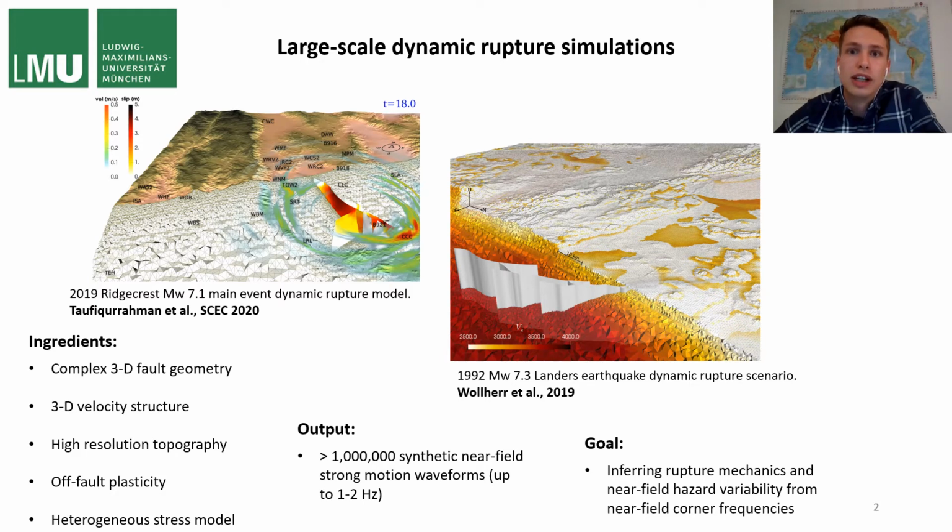Apart from the on-fault rupture dynamics, these models produce synthetic near-field strong motion waveforms at over 1 million receivers respectively. To exploit this high receiver density, we want to use the spectral corner frequency as an approximation for a waveform's relative frequency content in the form of a single scalar quantity. So we are able to analyze its high-resolution spatial variability. And in the following, I want to show that there's great potential to infer rupture mechanics and near-field hazard variability from the near-field corner frequencies.